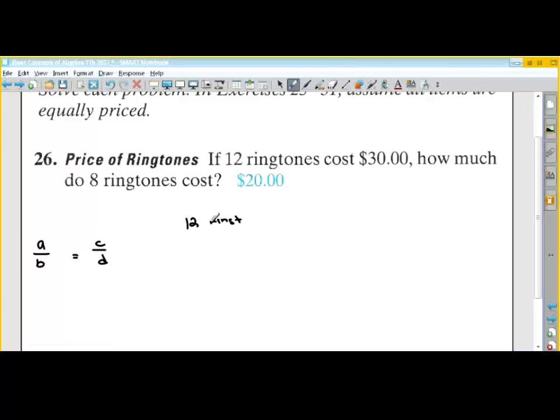So you could set it up as 12 ringtones is to $30 as another proportion. And in this case, you want to have ringtones on the top and you want to have dollars on the bottom. So those have to be consistent. So we just go back to the problem. The first ratio was 12 ringtones to $30. Then it's 8 ringtones to X dollars. So the thing they're asking for is how much does 8 ringtones cost?